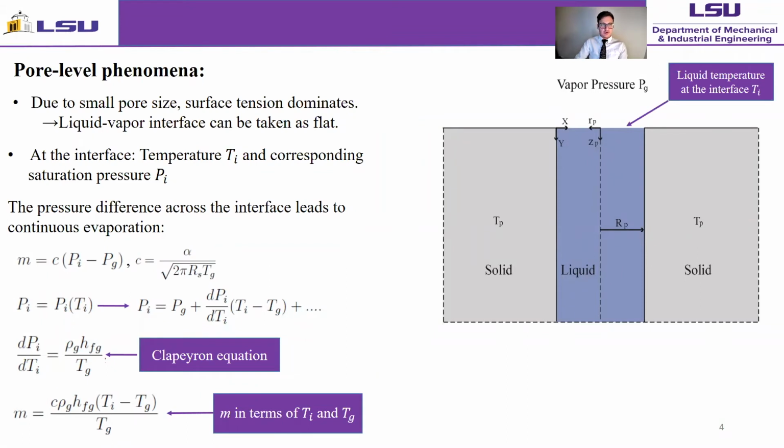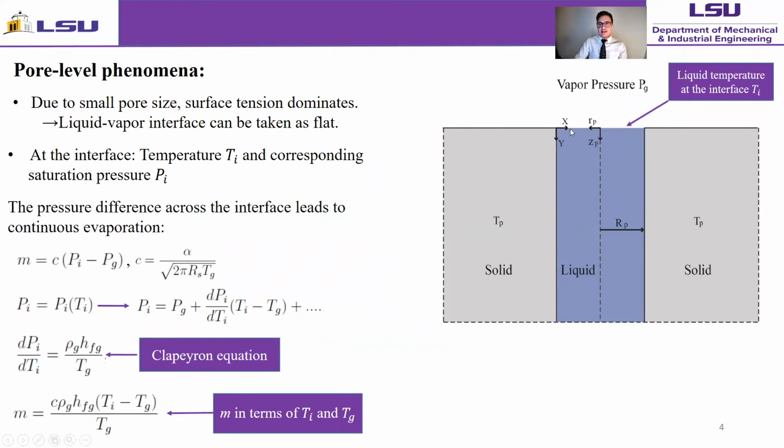First, we focus on a single pore. Since the pore size is much smaller than the pipe dimensions, pore level phenomena can be studied locally. We assume that the liquid vapor interface is flat. The local pore wall temperature is Tp, and the local vapor pressure outside the pore is Pg. These pipe level variables can be treated as constant around the pore.